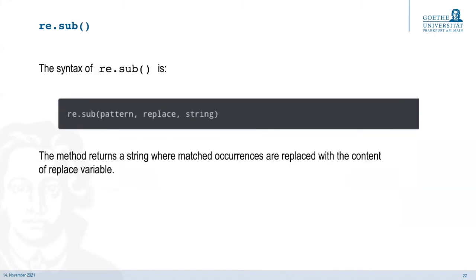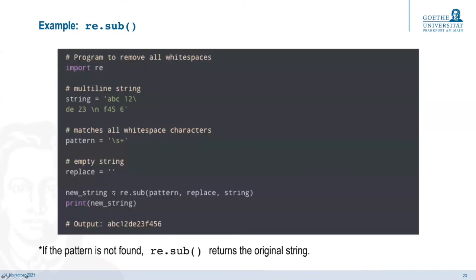The sub function syntax is the pattern or regular expression, a string we want to use as a replacement, and the string to be tested. This method returns a string where matched occurrences are replaced with the content of the replacement variable. And here we have an example.